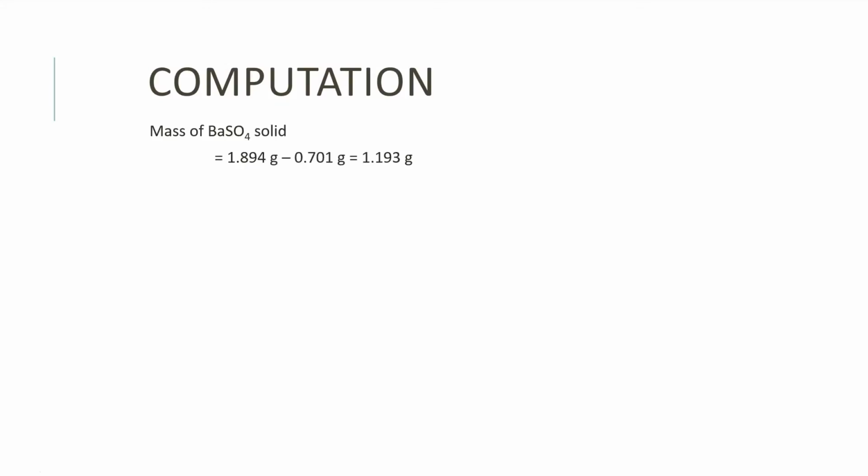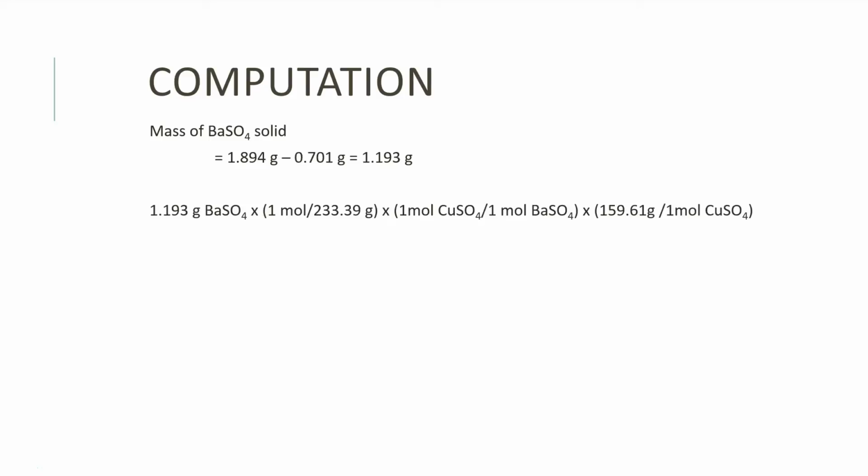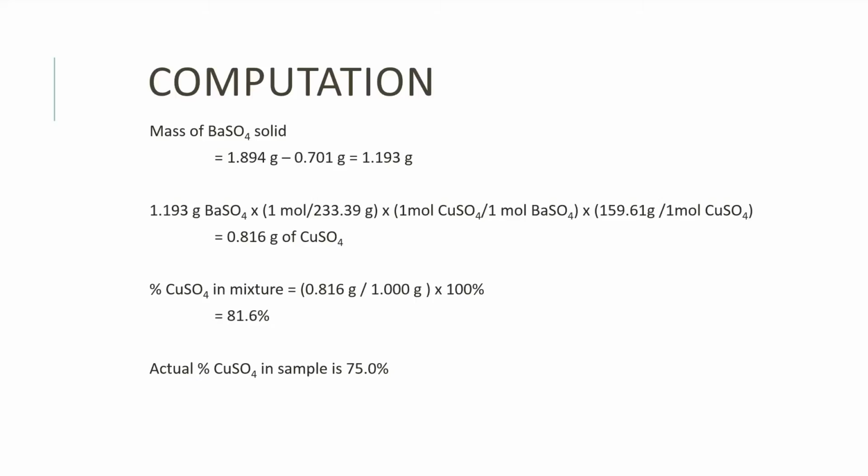Computation. To find the mass of barium sulfate solid, you must first take the mass of the dried filter paper and the barium sulfate solid and subtract the filter paper's mass. Once you have the barium sulfate's mass, you divide it by its molar mass, use mole ratios to go to copper sulfate, and then multiply it by the molar mass of copper sulfate to find the grams of copper sulfate in the original mixture. Then, to find the mass percent of copper sulfate in the original mixture, you divide the copper sulfate's mass by the overall mass and multiply it by 100. Then, to find the percent error, you take the absolute value of the accepted mass percent minus the experimental mass percent, divided by the accepted mass percent, and then multiply it by 100.